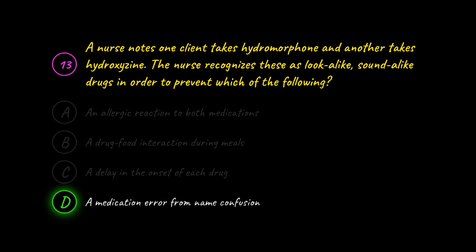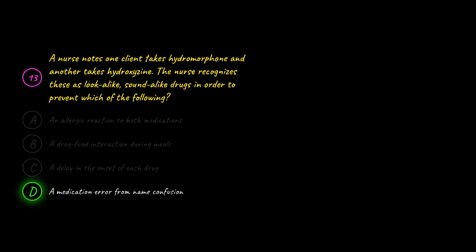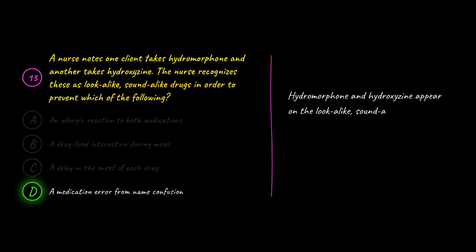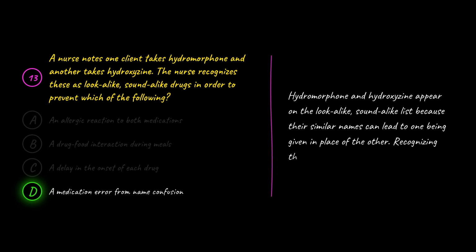The correct answer is D. A medication error from name confusion. D is correct because hydromorphone and hydroxyzine appear on the look-alike, sound-alike list because their similar names can lead to one being given in place of the other. Recognizing the similarity helps the nurse prevent a wrong medication error during administration.